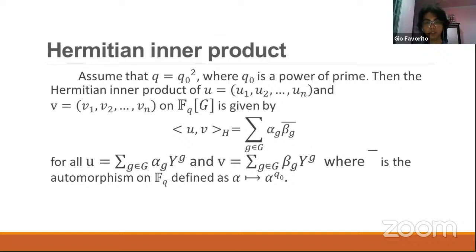Where yung overscore, yung nakikita natin sa beta, is the automorphism on the Galois field of order Q defined as the mapping of alpha to alpha raised to Q sub 0. Yung automorphism, recall lang natin na siya ay isomorphic, sorry, yung isomorphic. Bali yung property nun, bijective, tsaka homomorphic.